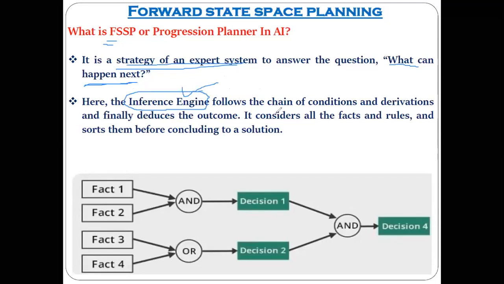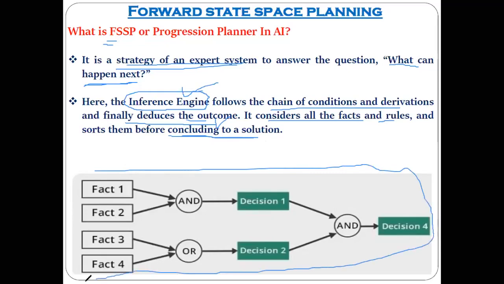So in the inference engine, it follows the chain of conditions and derivation, and finally we try to reach the outcome. Finally reaching the outcome means we try to reach the goal state. Every time it needs to consider the different facts and rules, and from those facts and rules, we try to reach some conclusion, or some next state, or the goal state. Now, the same thing is described here. This diagram we have also seen last time. Utilizing the facts, we try to reach some sub-decisions, which are also referred to as sub-goals, and then we try to reach our main goal. Understood. So this is the general concept of forward state planning or the progression planner.